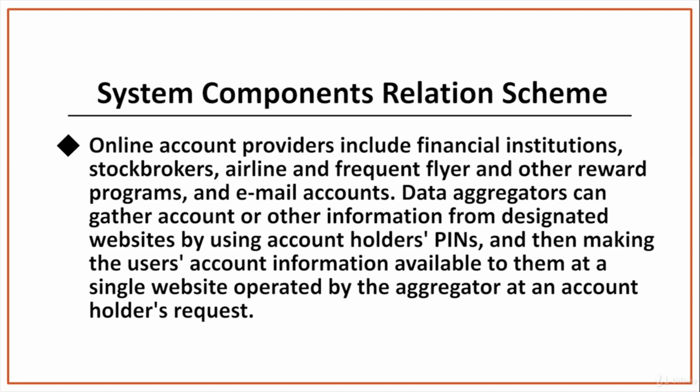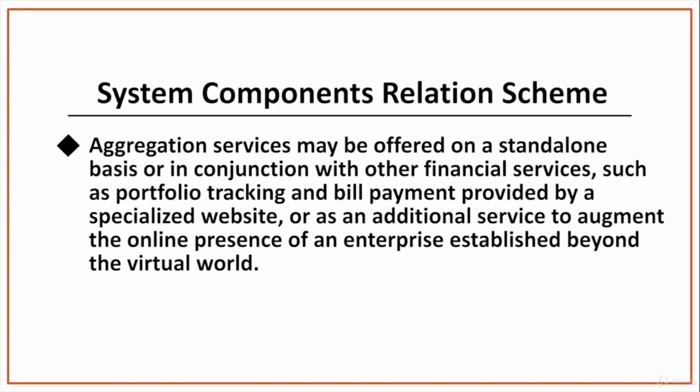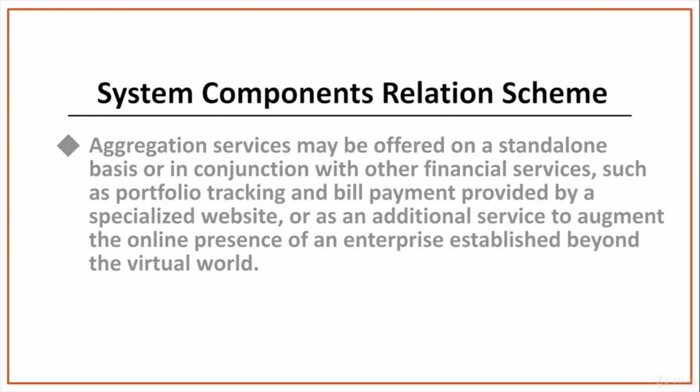Online account providers include financial institutions, stockbrokers, airline and frequent flyer and other reward programs, and email accounts. Data aggregators can gather account or other information from designated websites by using account holders' PINs and then making the user's account information available to them at a single website, operated by the aggregator at an account holder's request. Aggregation services may be offered on a standalone basis or in conjunction with other financial services such as portfolio tracking and bill payment provided by a specialized website, or as an additional service to augment the online presence of an enterprise established beyond the virtual world.